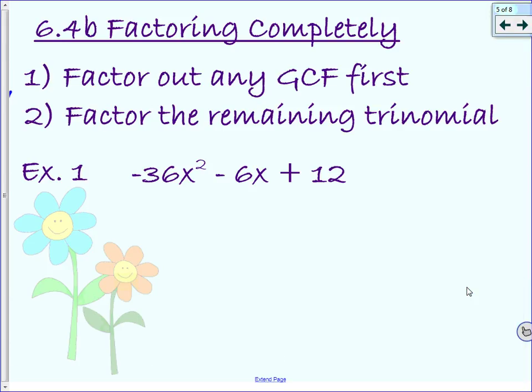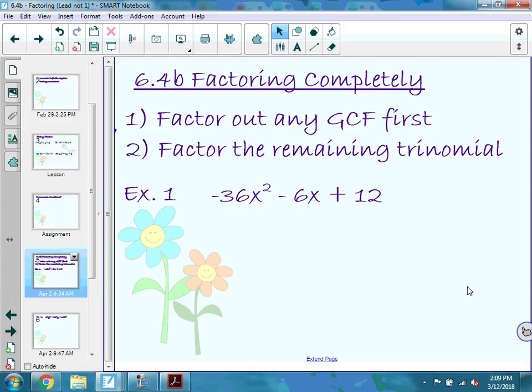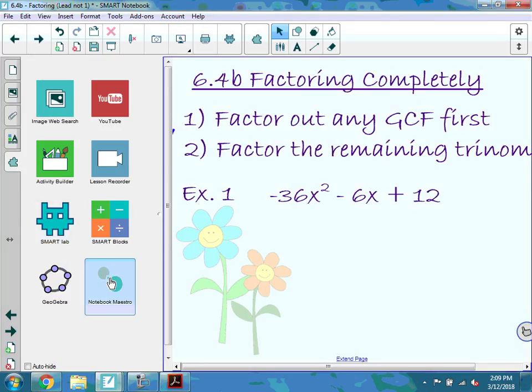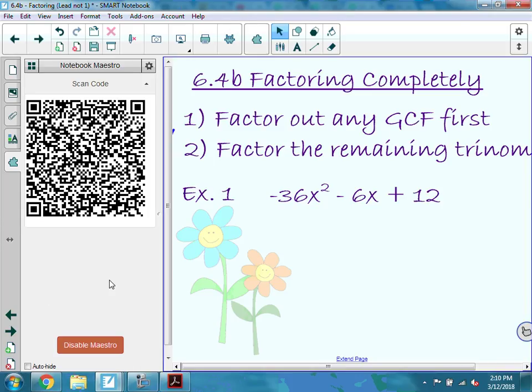All right, so today we are going to add an additional step to factoring. It's good because you can practice what you've done with just one more additional step. Why would you have steps if you know all the steps?